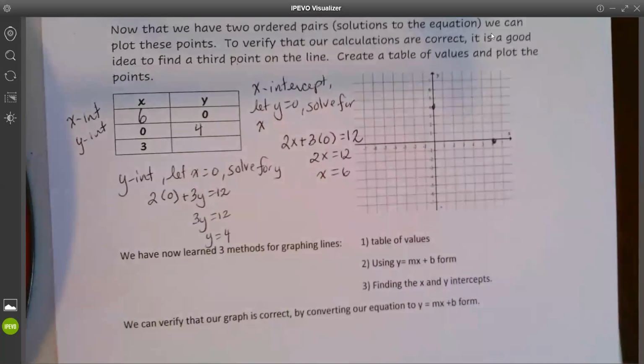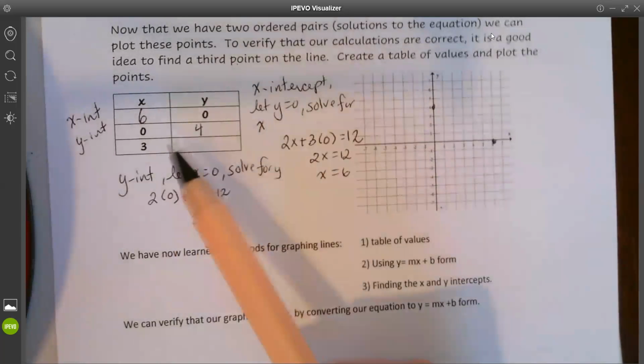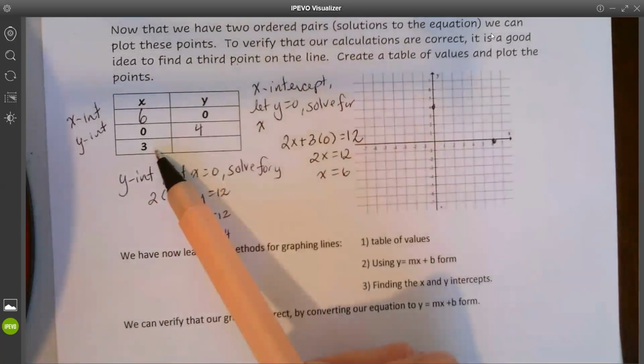However, what if I made a calculation error in one of my calculations? Then I'm not going to see it. So what we do is we actually come up with a third point to verify that our calculations are all correct. And so what I have done is I've randomly chosen a value for x. Okay, remember, you get to choose one of the values for either x or y.